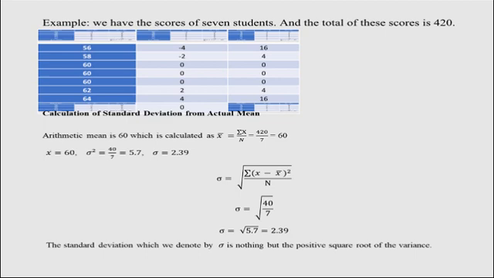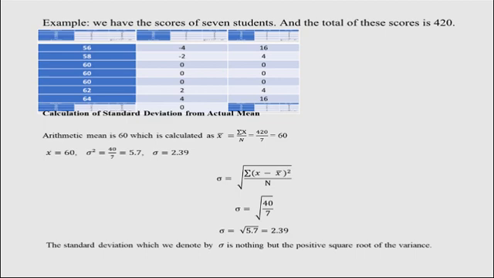In the next column, we have to calculate x minus x bar and then square it. For example, in case of the first score, which is 56, from 56 we will deduct 60, which is the mean. We get minus 4. Then the square of minus 4 is 16. Remaining values are to be calculated in a similar pattern. The summation of squares of deviation from actual mean is 40.